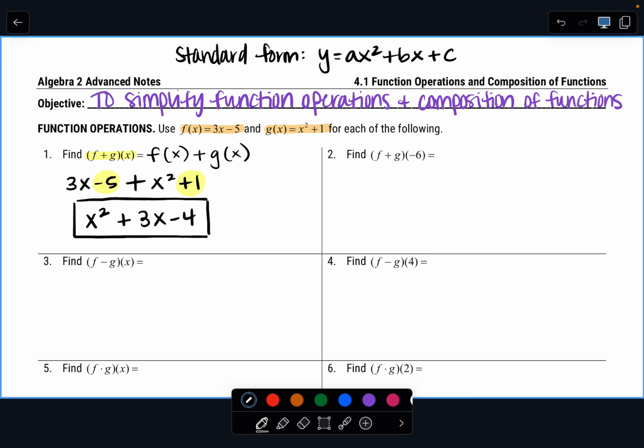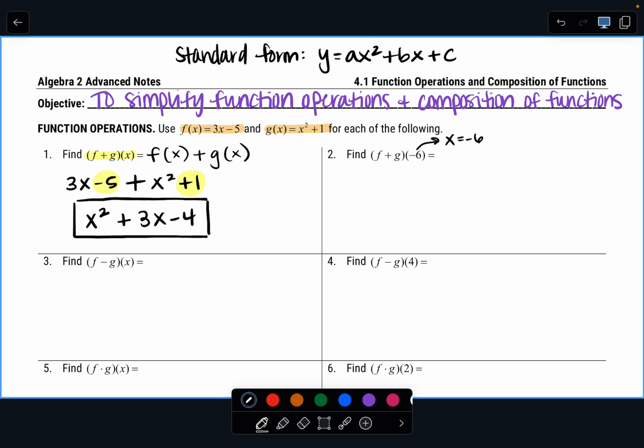Okay, now for the second part of this, sometimes when you see the notation f plus g and there's a number next to it, all this is telling me is when I get my final equation, I'm going to go in and plug in x equals negative 6. So there is a difference between what you see on the left and what you see on the right. On the left-hand side, the way these are written, we want equations. On the right-hand side, we want a number answer in the end.